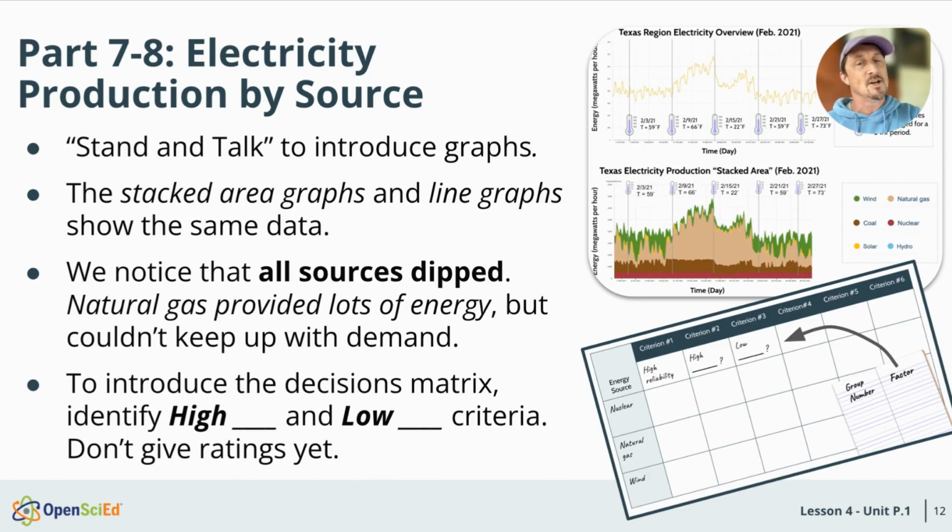When we introduce the decisions matrix, we want to identify things like high efficiency or low impact on people as a criteria. We don't want to give ratings yet. We'll come back to that a little bit later in the unit.